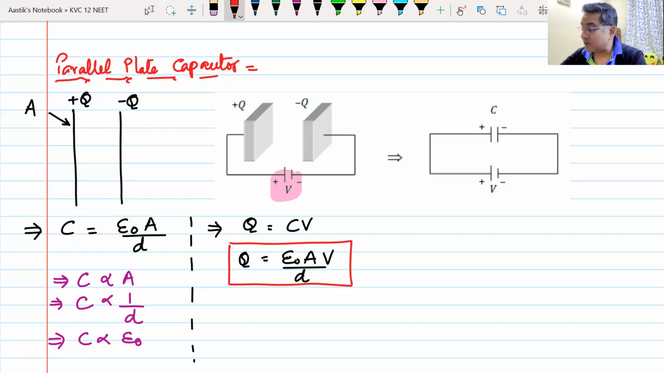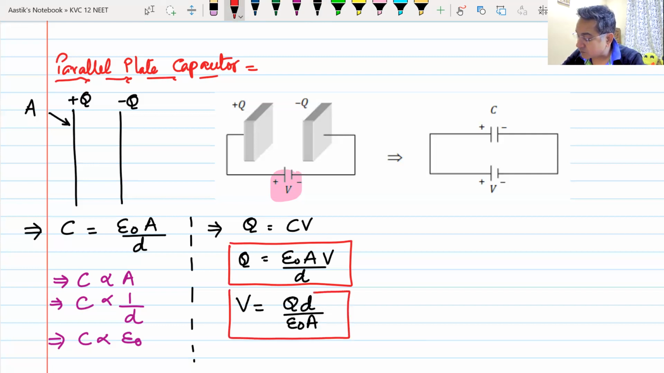Now I can write this formula in a different way. I can write this formula as V, potential difference, will be Q into D by epsilon naught into A. Do we understand this? Why I've written this? How I've written this? Do we understand how I've written this, bacha?